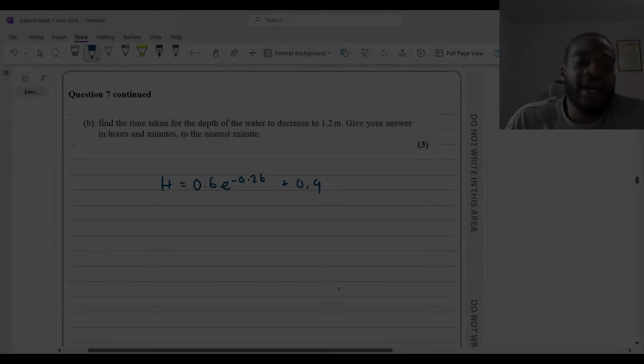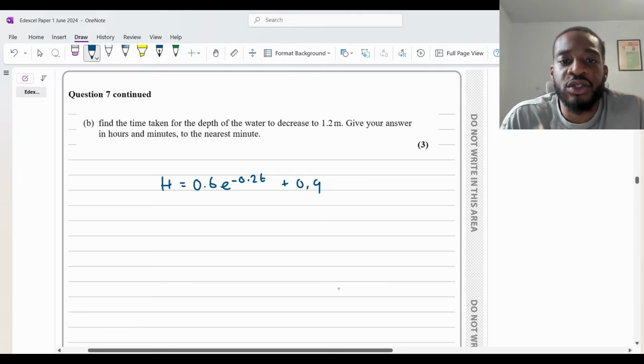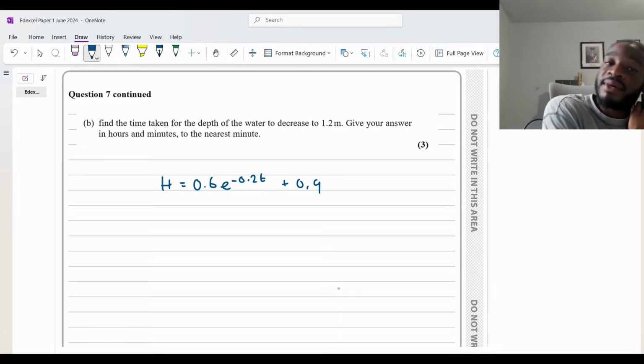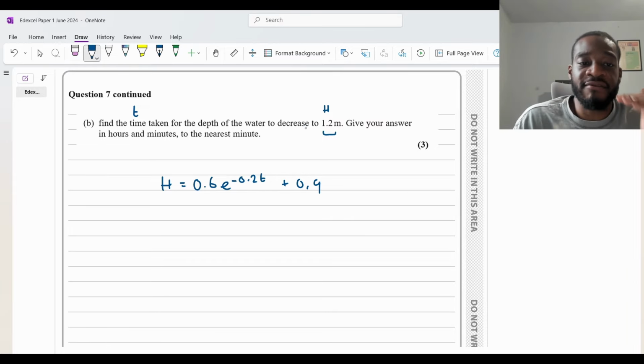Finished. Okay, so part B says, find the time taken for the depth of the water to decrease to 1.2 meters. Give your answer in hours and minutes to the nearest minute for 3 marks. Okay, so remember, they're asking us to find the time. So that means we're looking for a value of t, right? For the depth of the water to decrease to 1.2. 1.2 is a height, right? So we are looking for the time t when the height is 1.2. Remember, it starts at 1.5. We want to find out what the time is when it's 1.2.